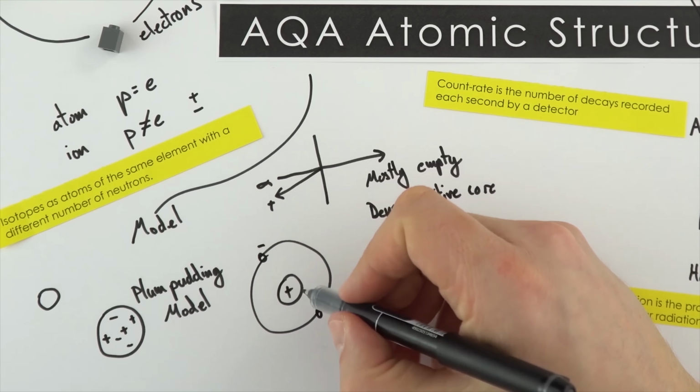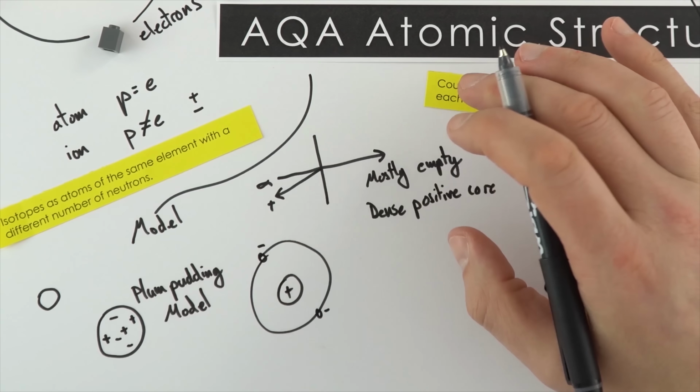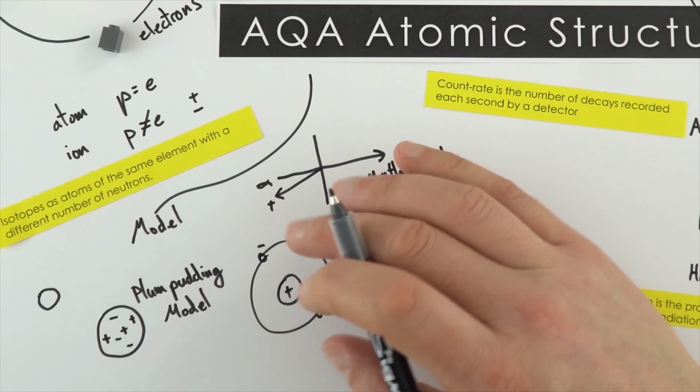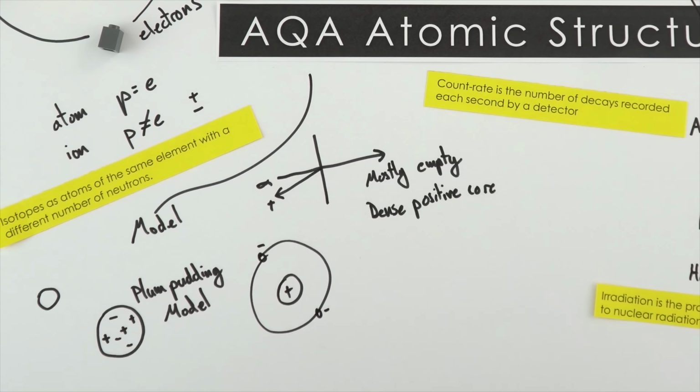And then later on they found that actually there were neutrons in the middle as well. And then since then we've looked at other models where we look at the waveform of these particles. All gets a little bit confusing.